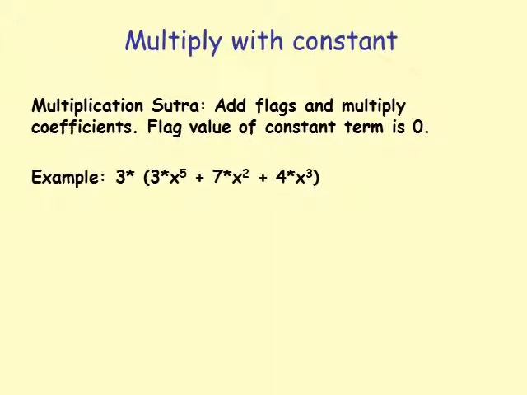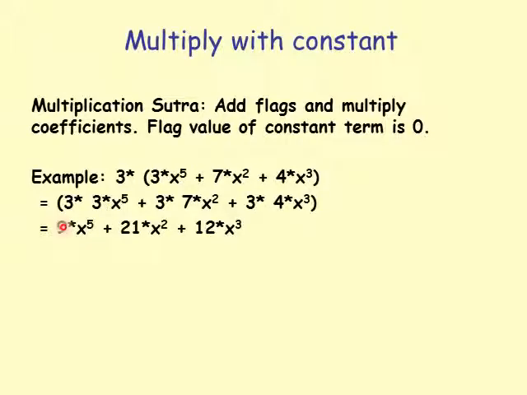Let's continue. So we are going to multiply by 3 and this expression is 3x to the 5th power plus 7x squared plus 4x cubed. So 3 times 3 is 9 and the flag value stays the same, so 9x to the power 5. 3 times 7 is 21, so 21x squared for the second term. For the third term, 3 times 4 is 12, 12x cubed here. So it is equal to 9x to the fifth power plus 21x squared plus 12x cubed.